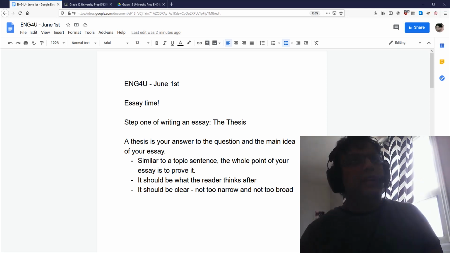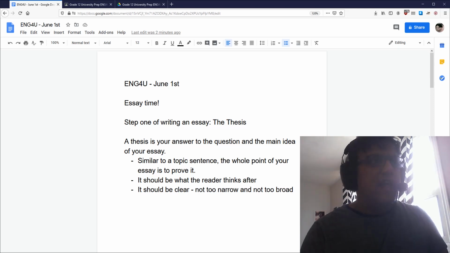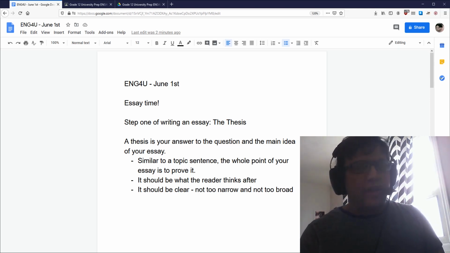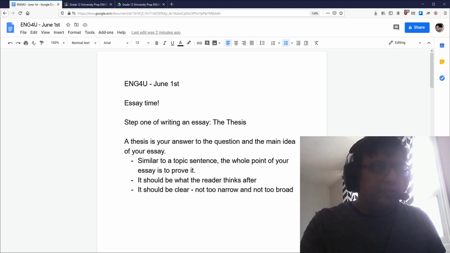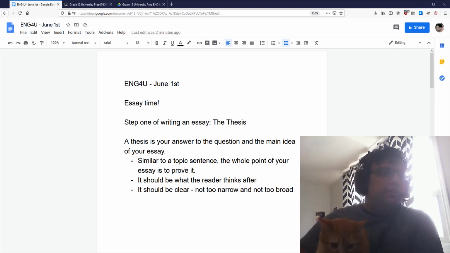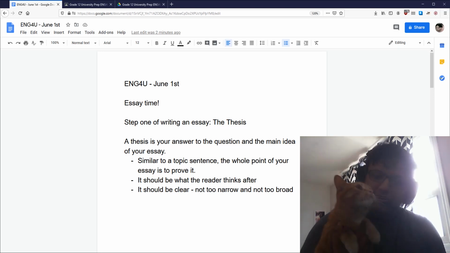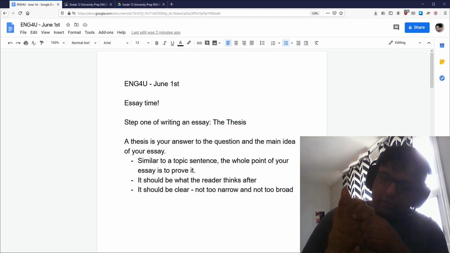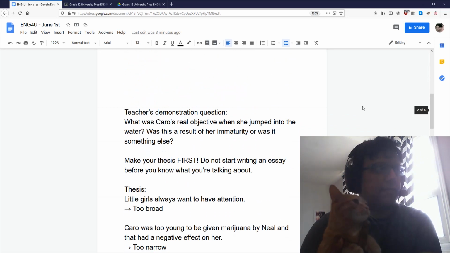Think of it this way. I should read your essay, and then after reading it, what I think after that should be your thesis. So it's what you want the reader to think, what you want the reader to believe, or what you want the reader to know, and it should be clear, not too narrow and not too broad. It needs to be right in the middle. So what does that mean?